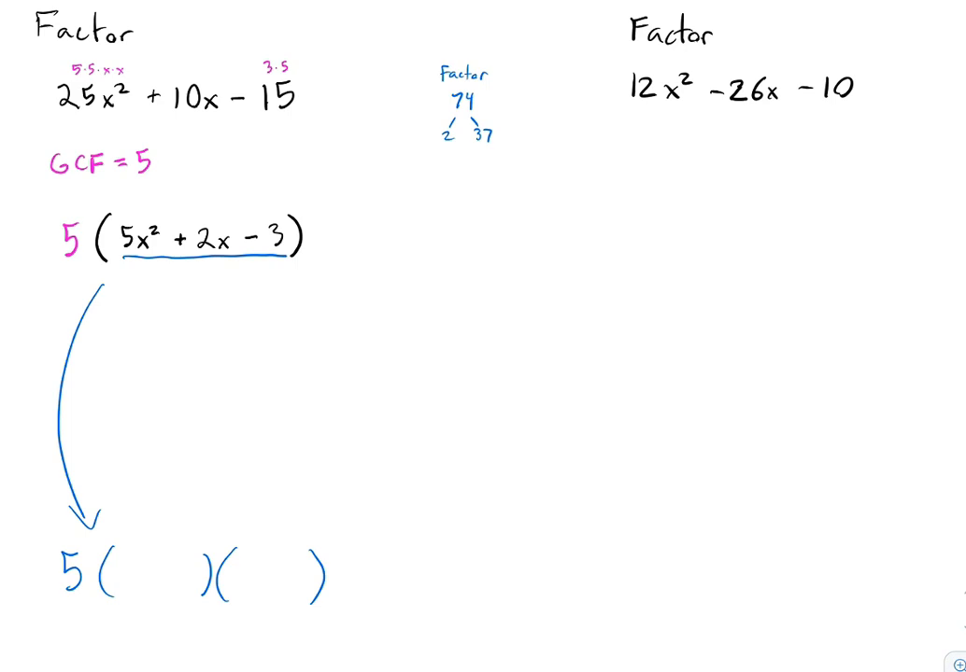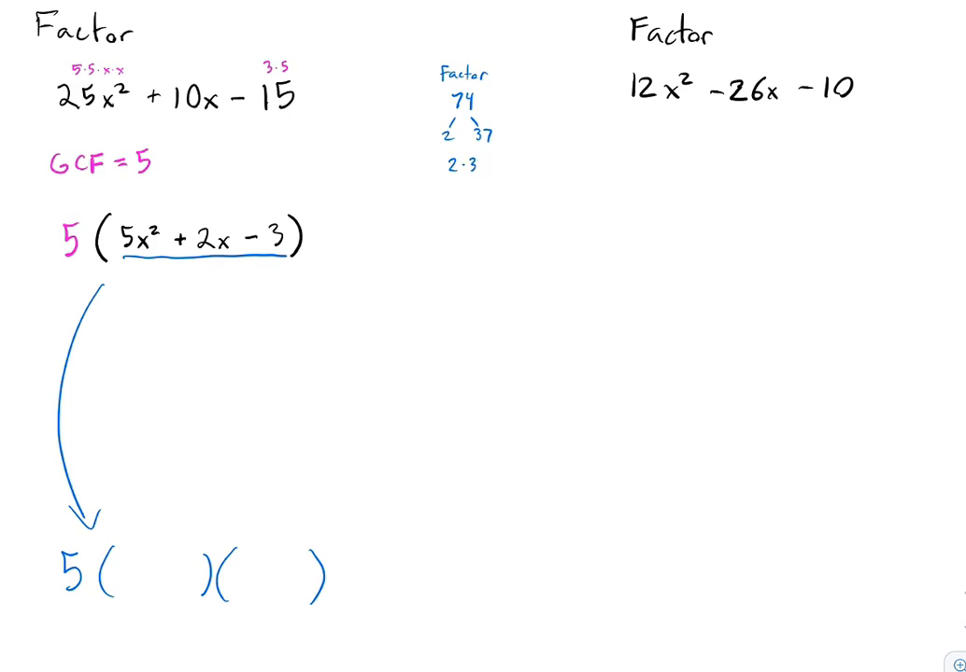37's a big number, but that's it. 37's prime. So that's the end. Can't go any further. So it could be the case that what's in here can't be factored anymore, and then you just say we're done here. Okay? But that's not the case in any of the problems we're talking about. Just telling you that could arise.